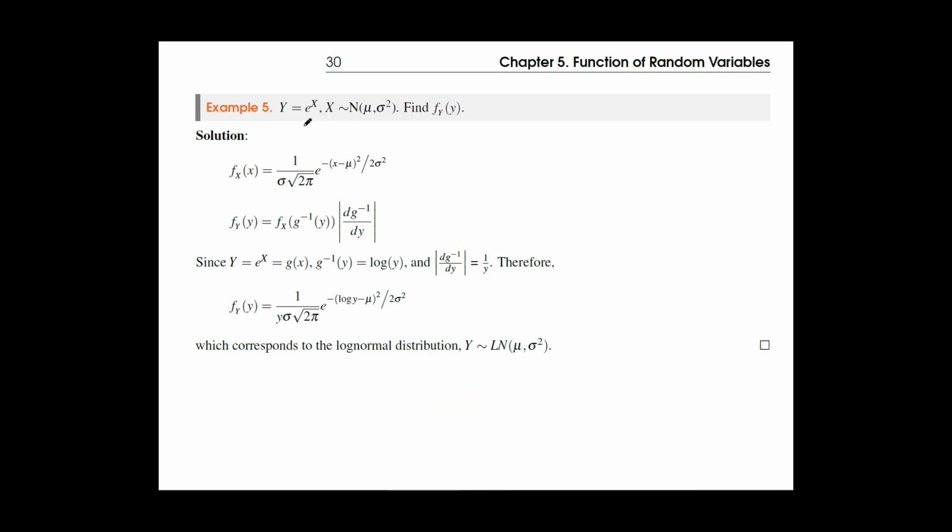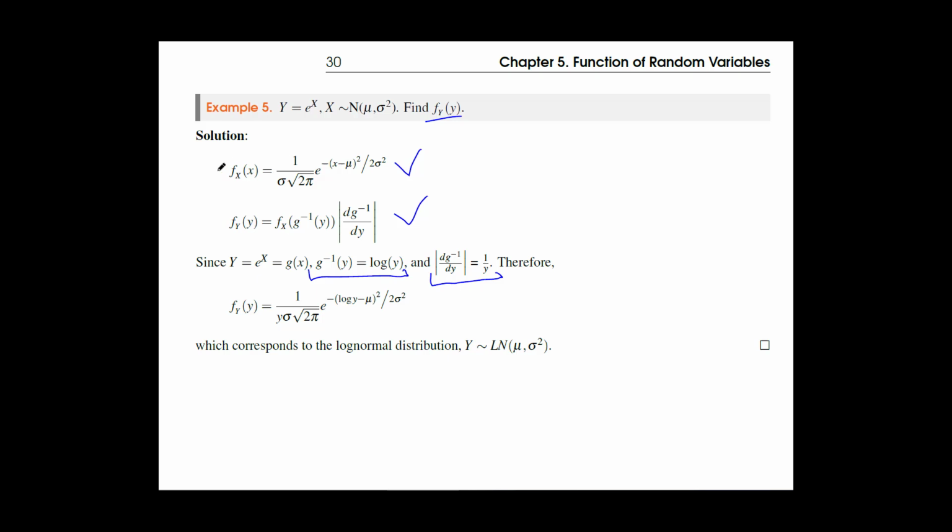Okay, so let's start with this simple example. The function is e to the x again, and x is normally distributed. And the question is, what is the PDF of y? All right, so we start with what we know. That's the PDF of x. That's our recipe. Then we compute the inverse of our function and the derivative of that inverse with respect to y in absolute value. That's 1 over y, okay? And that's all we need to apply the formula.